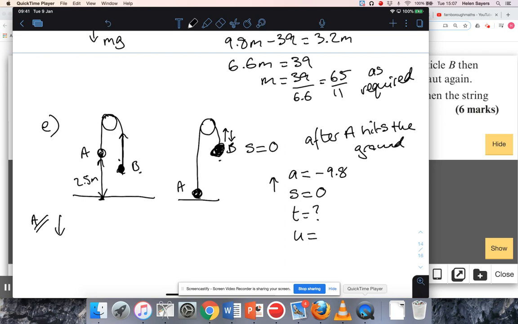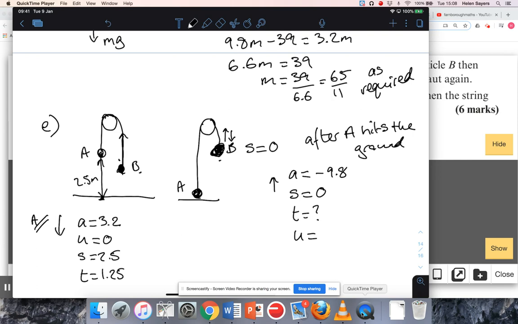So taking down as positive, A was travelling with an acceleration of 3.2. Its initial velocity was 0. The ground was 2.5 meters above where it started from, so it travelled down 2.5 meters. And I also have t as well, because I know I'm thinking of the right question. Yeah, that took 1.25 seconds. And I am trying to find v.